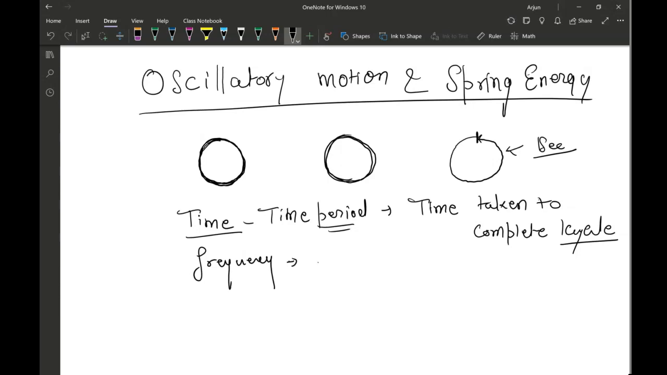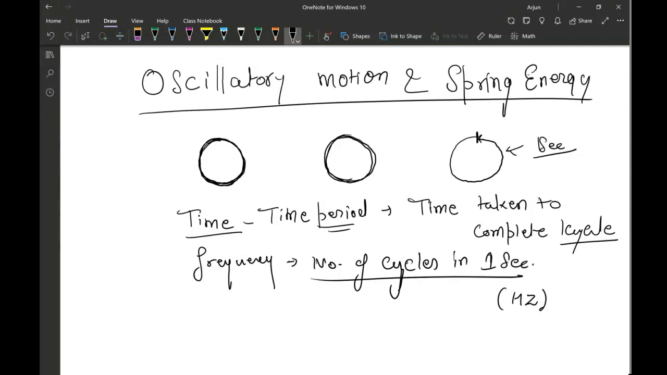Frequency means number of cycles in 1 second. That's frequency. And the unit of frequency is hertz. Unit of time period is seconds, and frequency it is hertz.